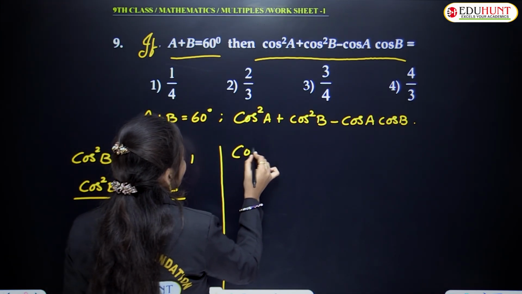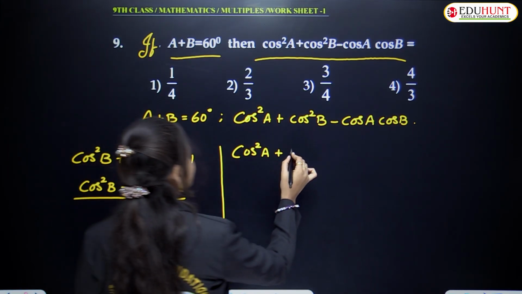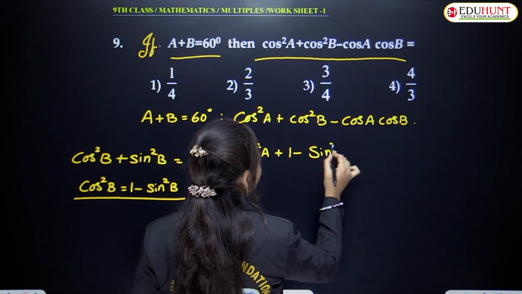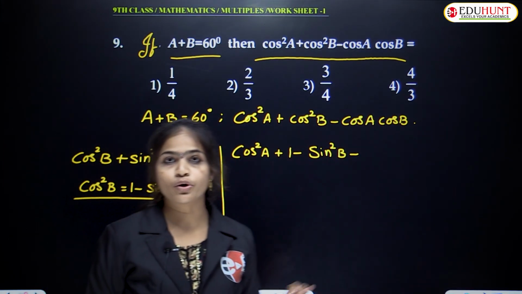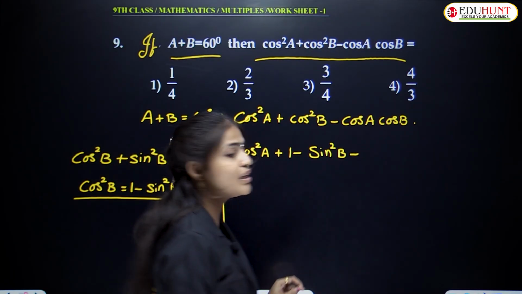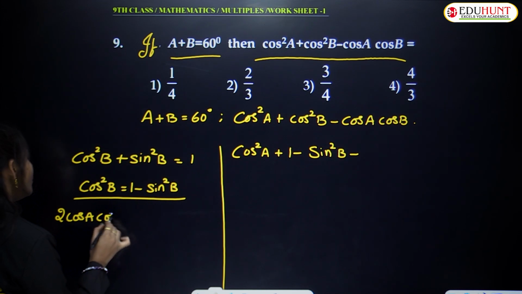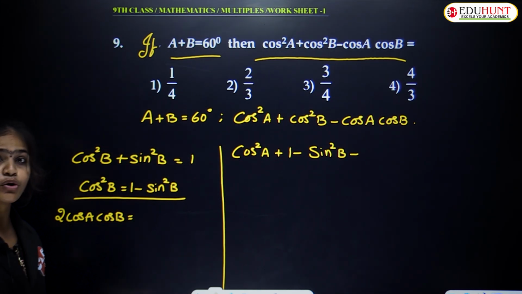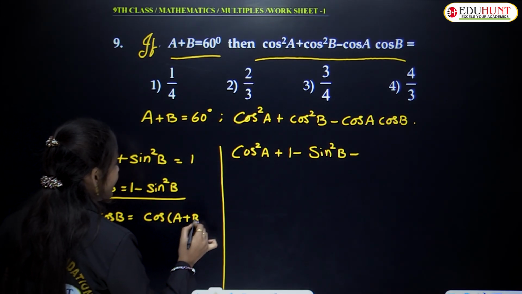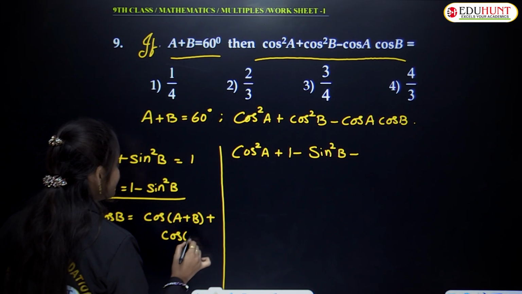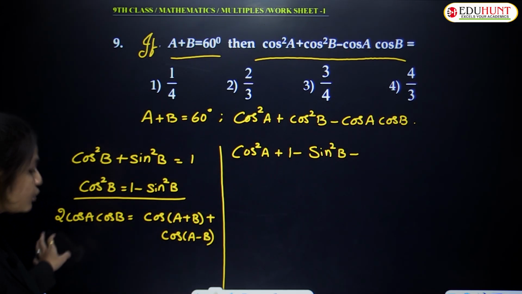Okay, so I want to apply this formula here. See that: cos square a plus, in place of cos square b, we have to write 1 minus sin square b, minus... and here, children, see one thing, only cos a cos b is there, but we have a formula related to 2 cos a cos b. So 2 cos a cos b, what is the formula for this? Yes, cos of a plus b plus cos of a minus b is equal to 2 cos a cos b.